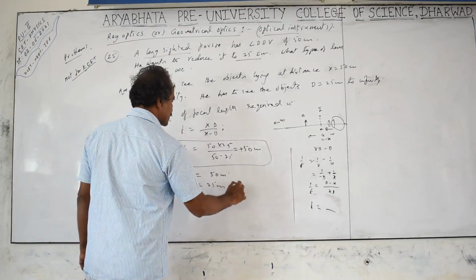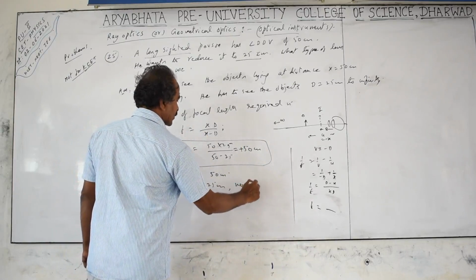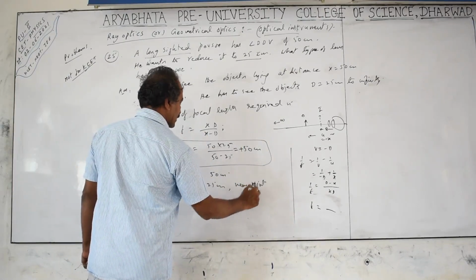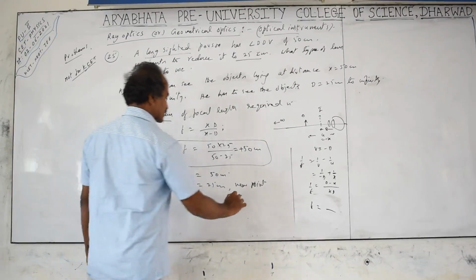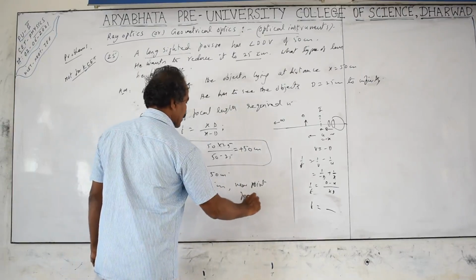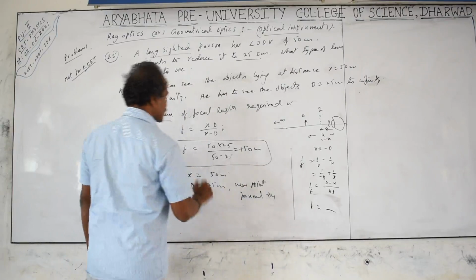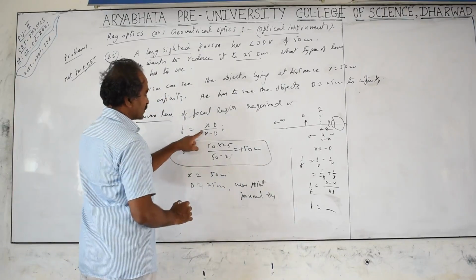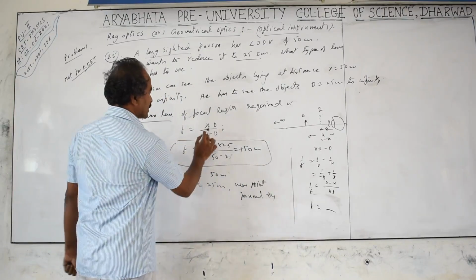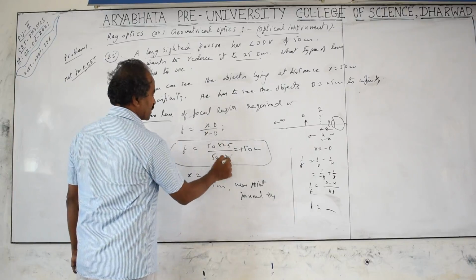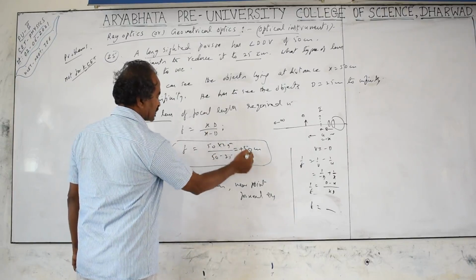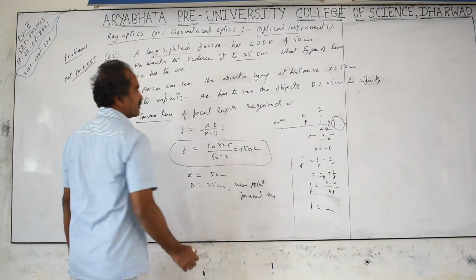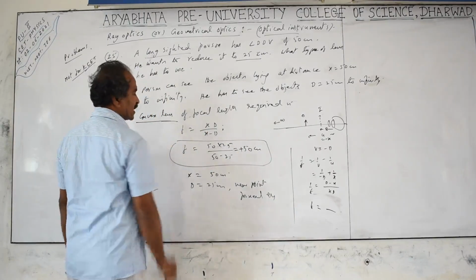This is for the near point of any normal eye. Substitution of these values gives xd by x minus d, which is 50 into 25 by 50 minus 25. The 25 cancels, and the result is 50 centimeters. You get positive, meaning a convex lens. You have to remember the name of the lens.